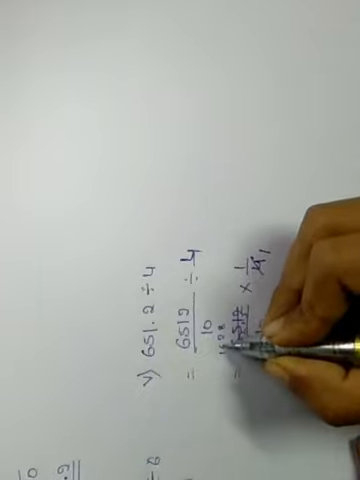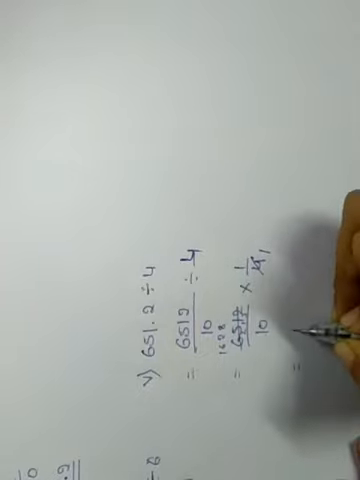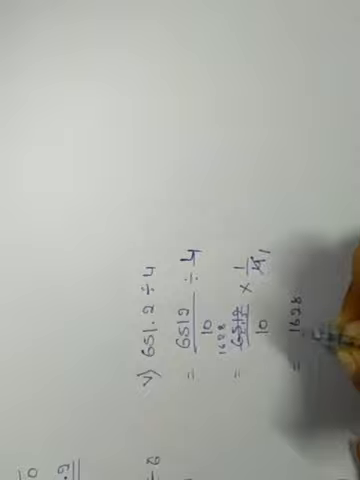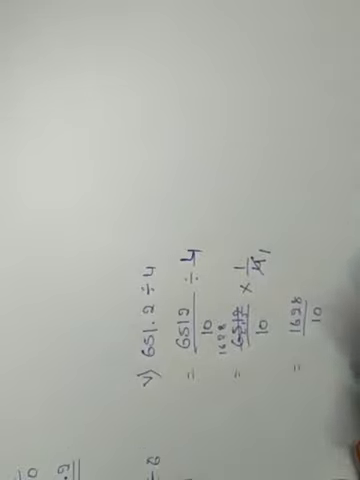Now 1628 ones are 1628, 10 ones are 10. So we have to give the decimal point after a single digit. This is the answer.